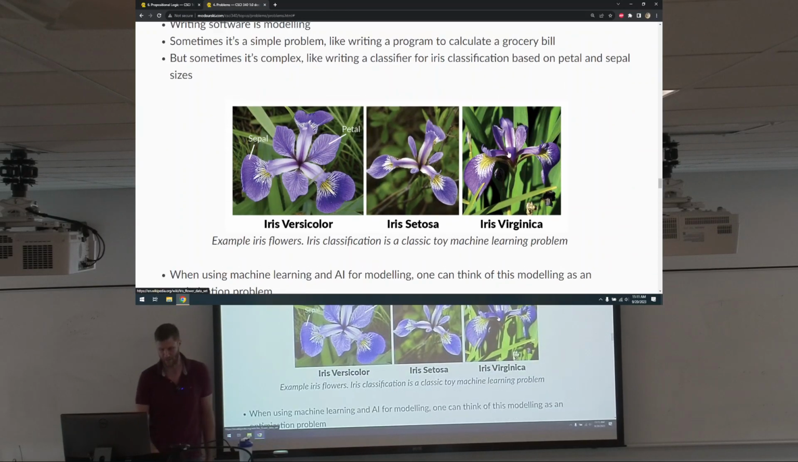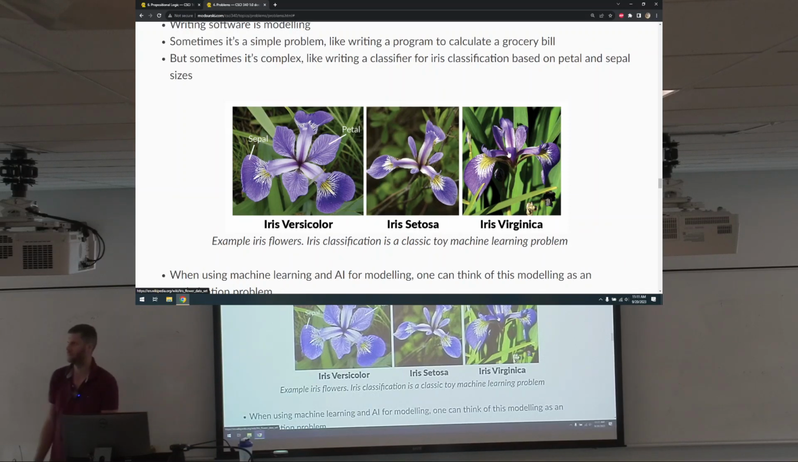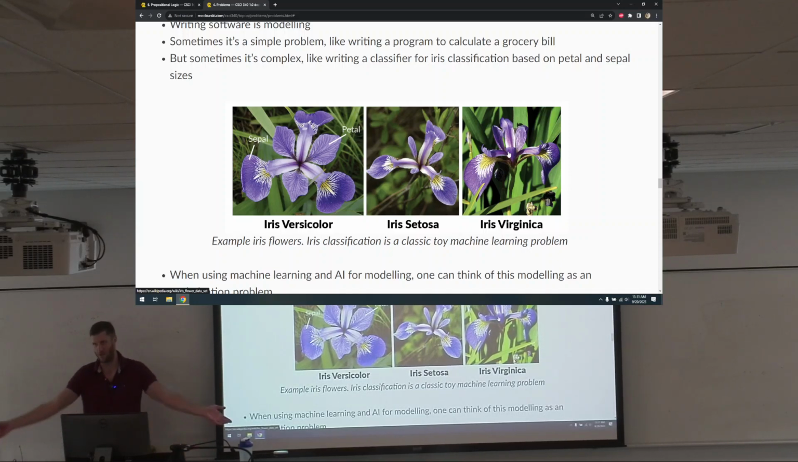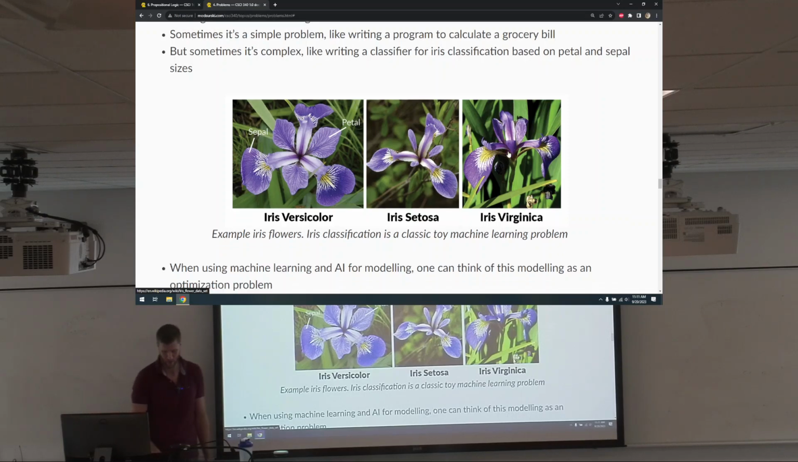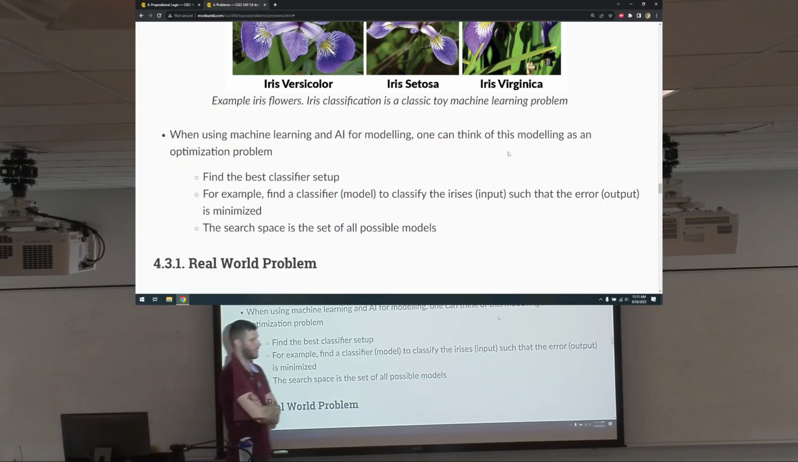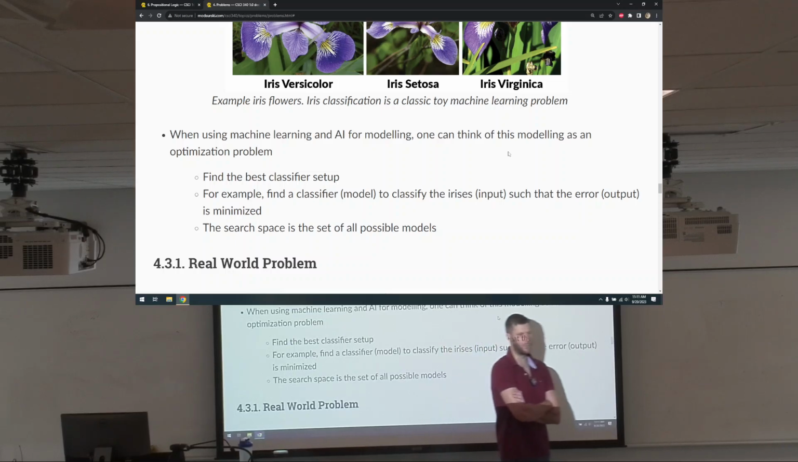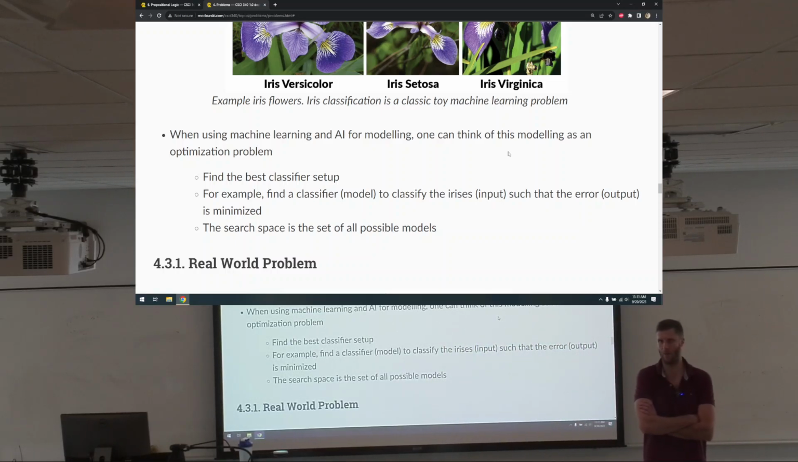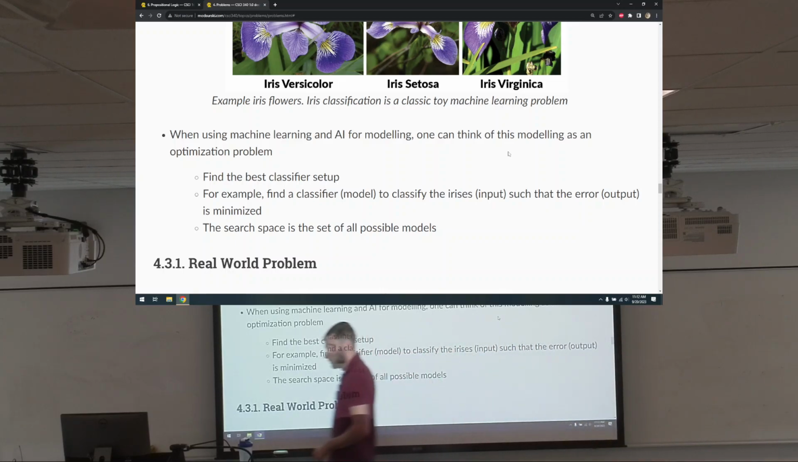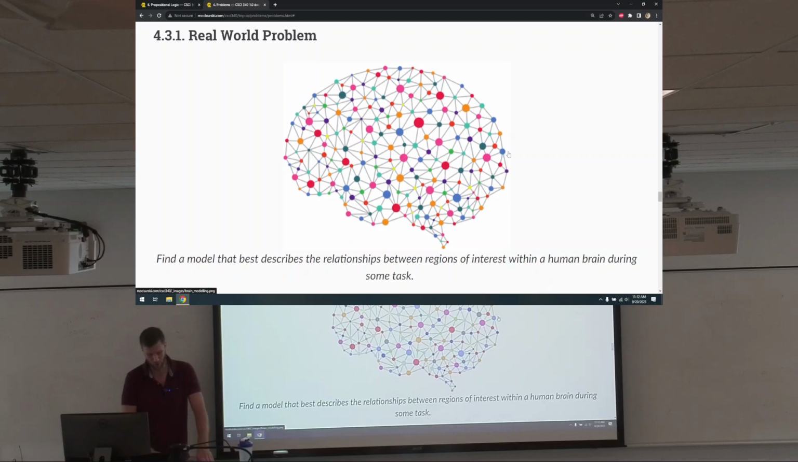But sometimes it's complex, like writing a classifier for iris classification based on petal and sepal size. Write a classifier for that, right? Well, that's not really easy. And who does that? No one does. We use machine learning for that, because it's too hard to do it. When using machine learning and AI for modeling, one can think of this as an optimization problem. We kind of flip a modeling problem into its own optimization problem, where we use the AI or the machine learning algorithm to optimize the model, which is kind of neat, but not that important right now.